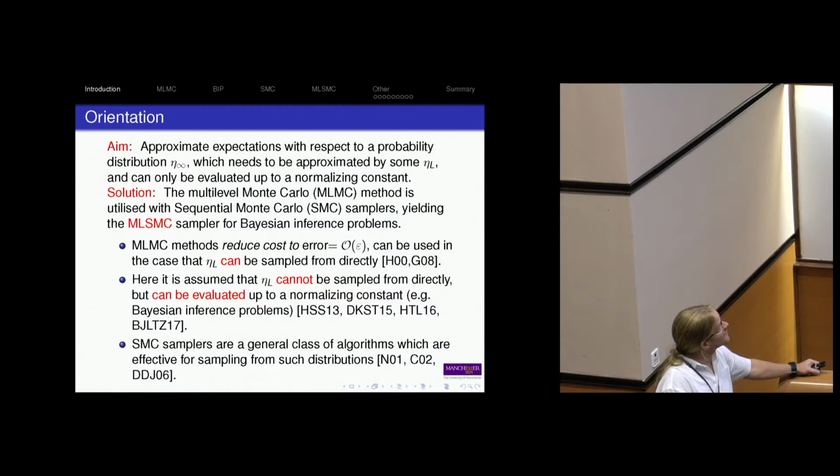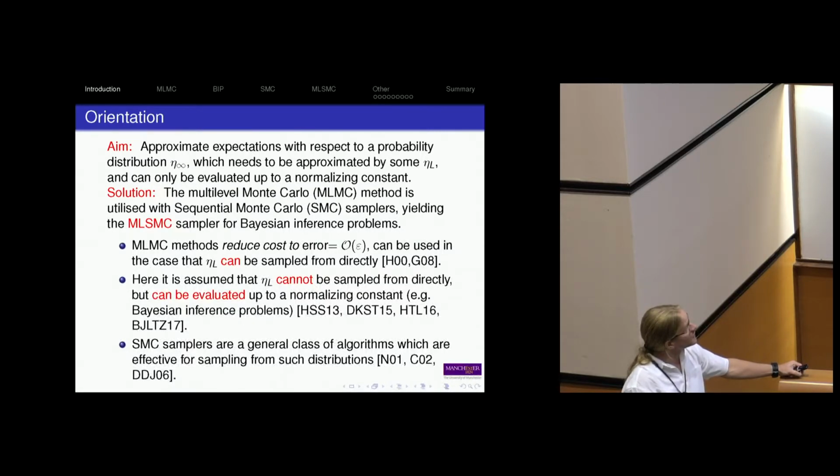So MLMC will be utilized with sequential Monte Carlo samplers, yielding SMC samplers for Bayesian inference problems. And of course, I'll also do a brief summary of some additional methods. So MLMC methods reduce the cost to get an error level of epsilon, and they can be used in the case that eta L can be sampled from directly.